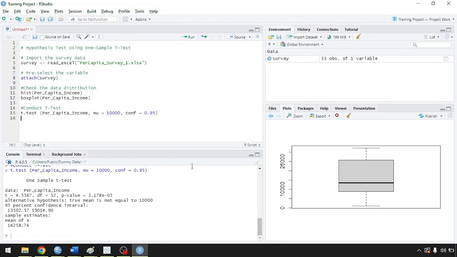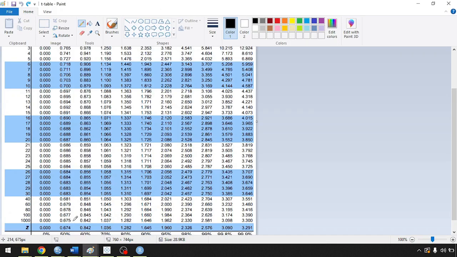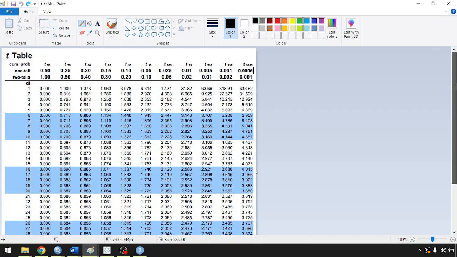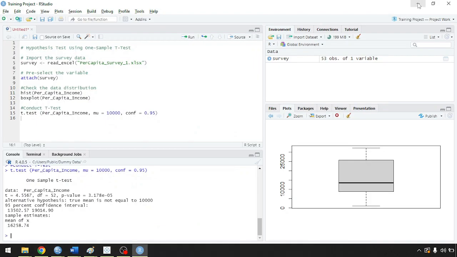So I'm going to go ahead and run this script. There you go. This is the answer. As you can see, the t is 4.5567. The good thing is that R, unlike Excel, provides you the p-value, so you don't have to go to the t distribution table to find the value. So we won't be using the t distribution table. Instead, we will be looking at the p-value.